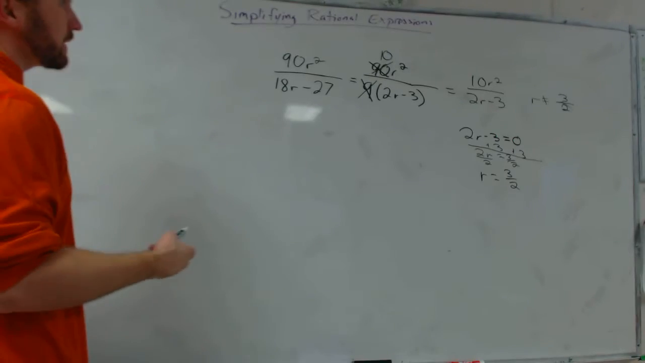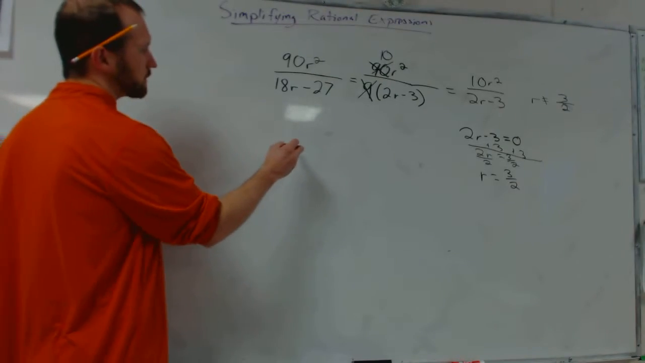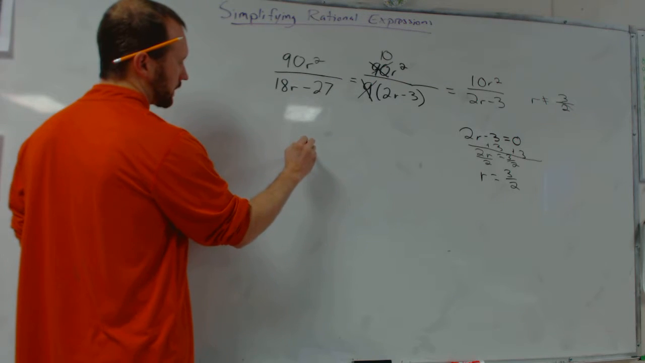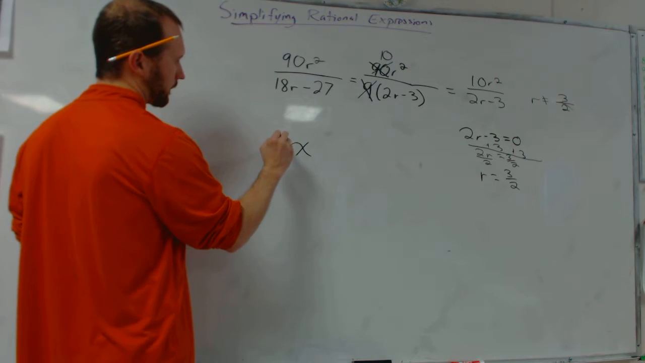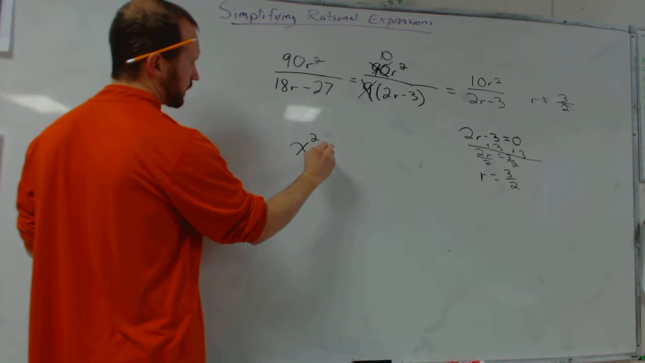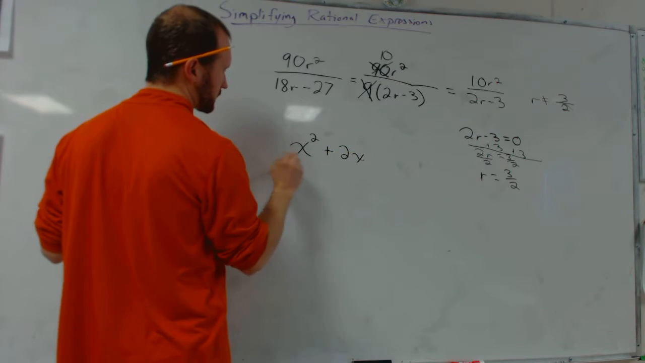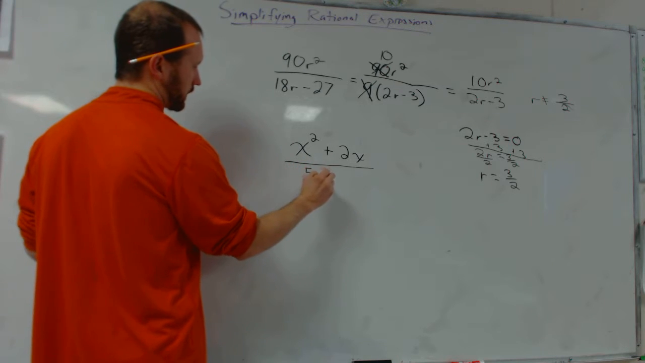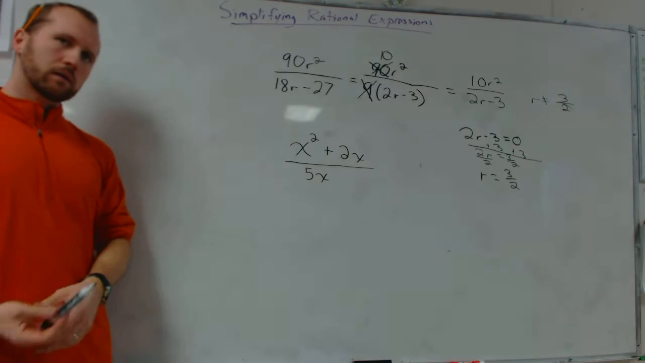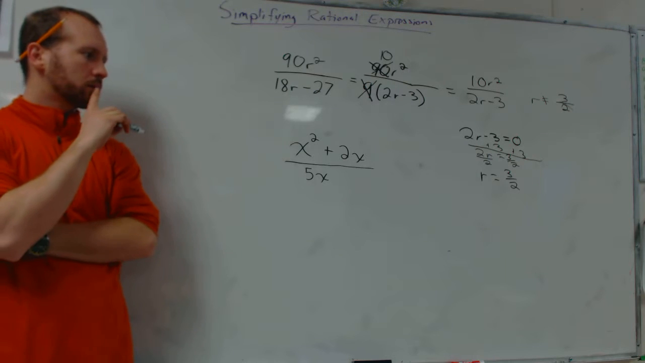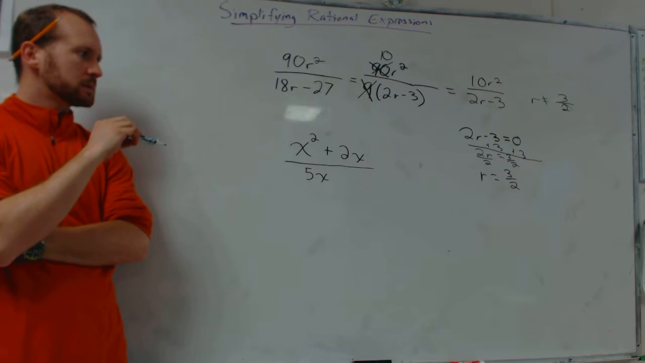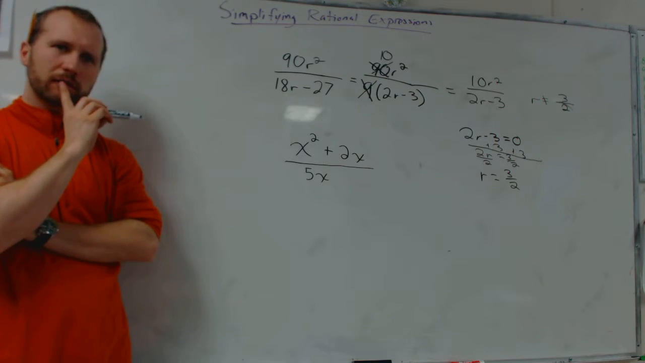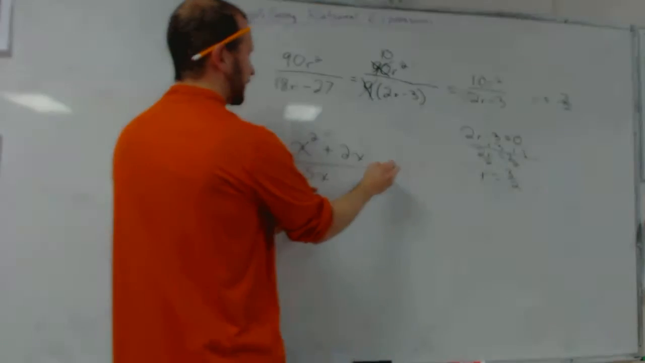Okay, let's do another one that's similar to that. What if I had something like this? X squared plus 2x over 5x. Is that it? Oh, you can cancel out. Couldn't you factor by that? Yeah, what do I have to do here? Factor the x squared. How do I factor this?